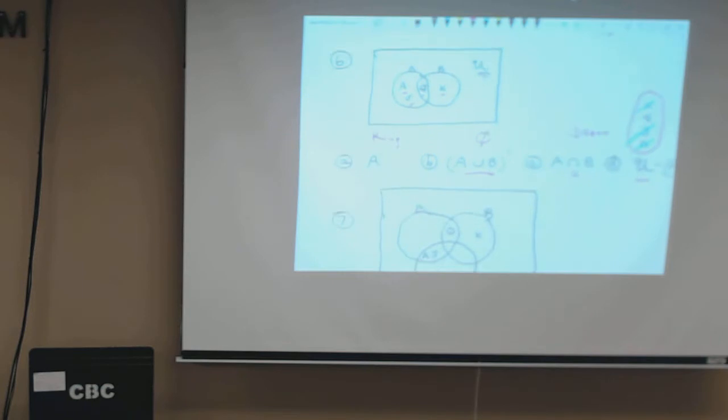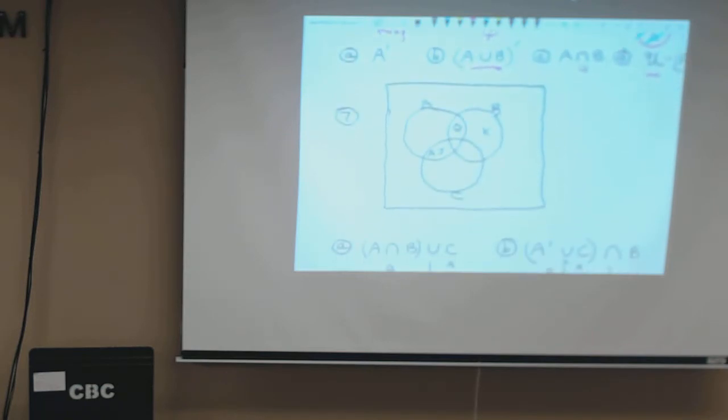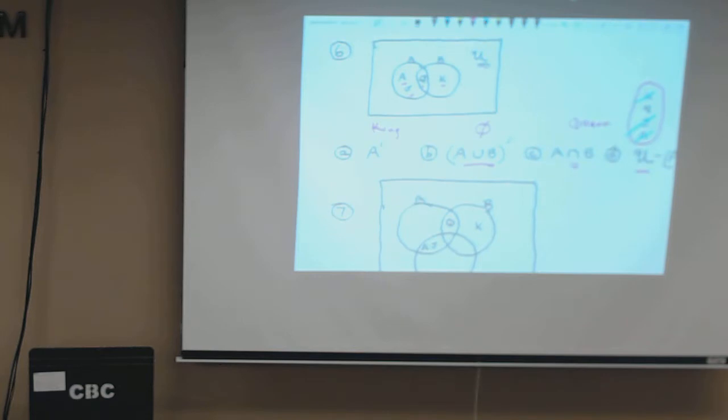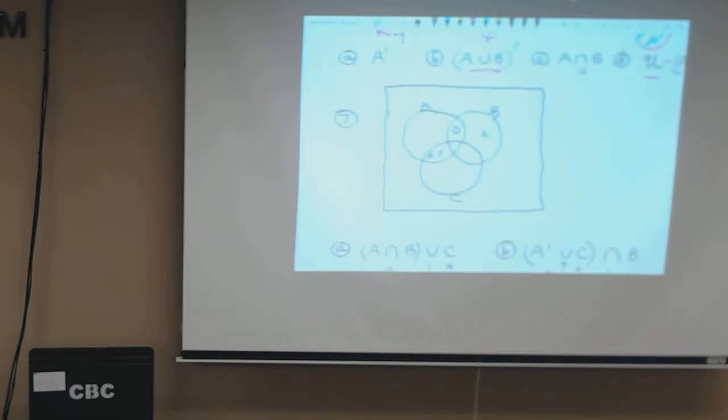Number 7. What does 7 say? If in addition to the sets in problem 6, you add C with ace jack in it. So I've just taken the picture from problem 6 and made it bigger and made a third circle called C, and C has ace jack in it. So ace jack is now moved to the intersection of A and C.